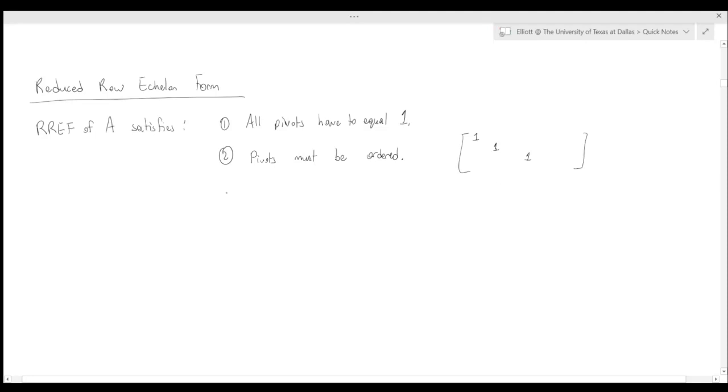So third, all entries above and below each pivot must equal 0. And then finally, any and all rows of zeros must be at the bottom.